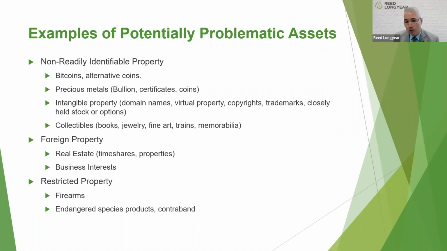And last is restricted property, which usually relates to property or assets that have specific government regulations that apply to their purchase, sale, and ownership. The most common example is firearms, which have purchase, transfer, and restriction requirements, but this also includes other types of items that may not be thought of, such as endangered species animal products, or other contraband products such as controlled substances, which require special licenses or fees to be paid.